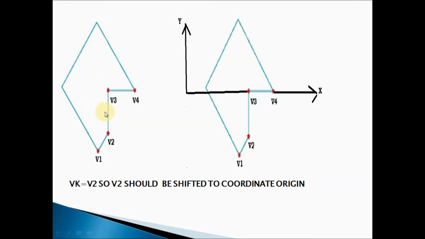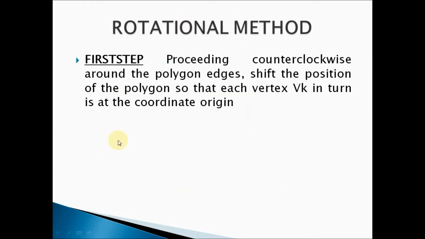Here you can see the axis. Here you can see v3 and v4 are on the axis, but v1 and v2 are not on the axis. So the first step: you have to shift the position of the polygon so that the vertex should be at the coordinate origin.